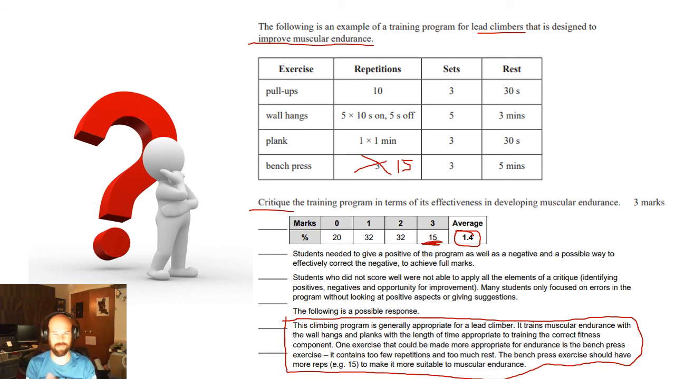So that's how you would critique the training program in terms of its effectiveness. You've got the positive, you've said yes, it's pretty good. The negative is that the bench press isn't appropriate, and this is how you can improve it, and that is how you would get your 3 marks.